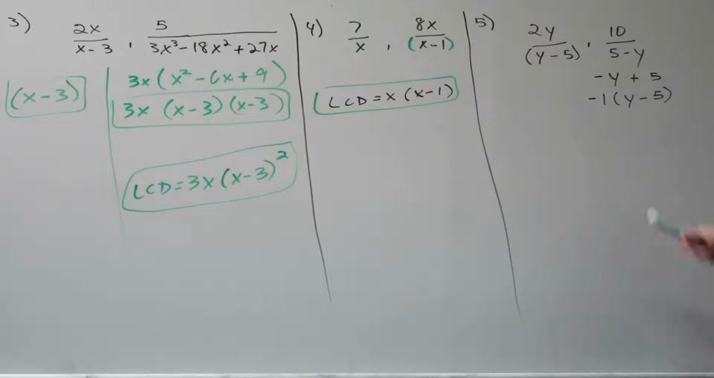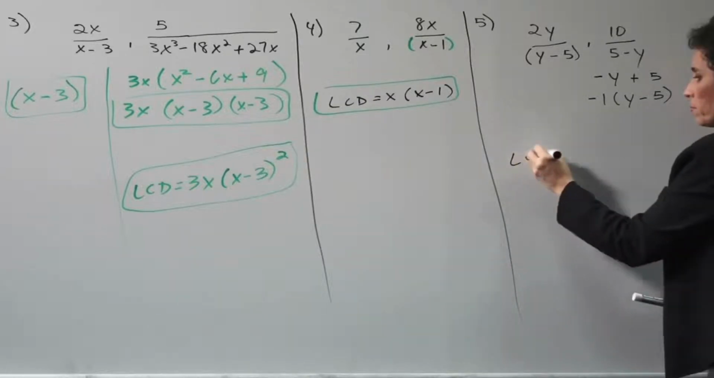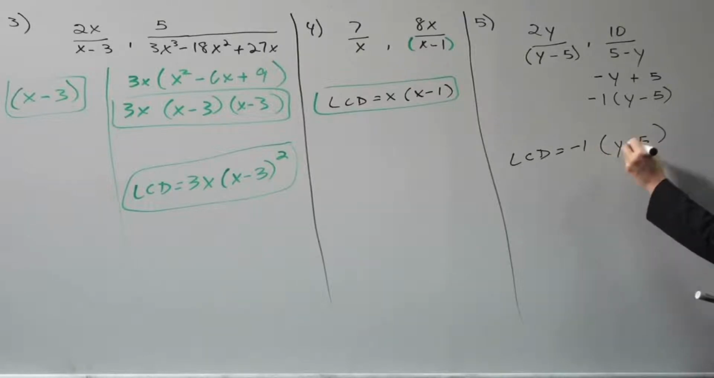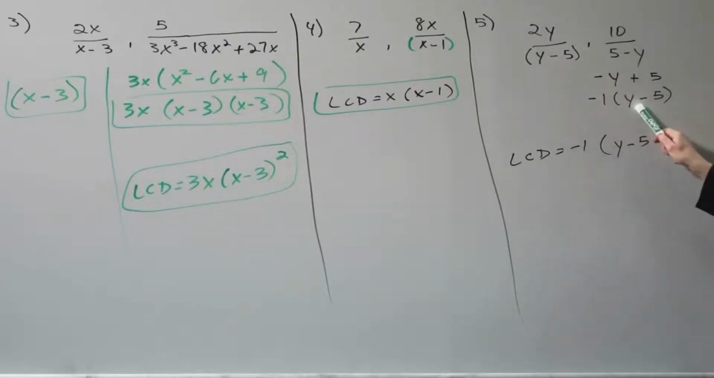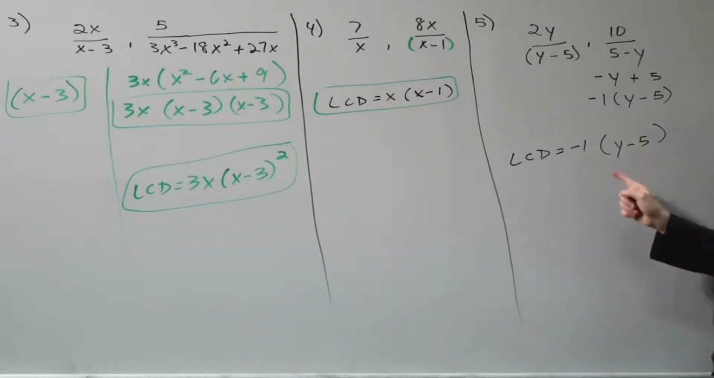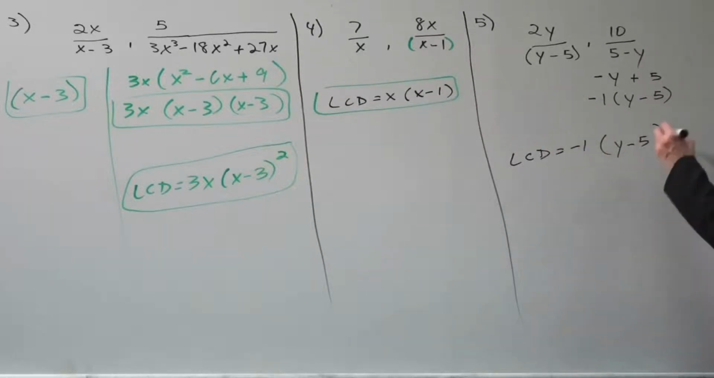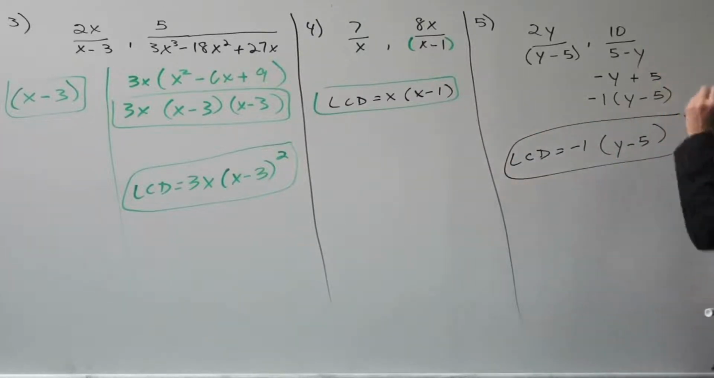Now, here's the deal. I see a negative 1. I see it once. I need it once. I see a y minus 5. I see it once here and once here. So the maximum number of times I see it is once. So that's my LCD. I actually have another choice here, but I'm going to follow everything I've done, so I'm going to use this. So that's the LCD, and I'm done.